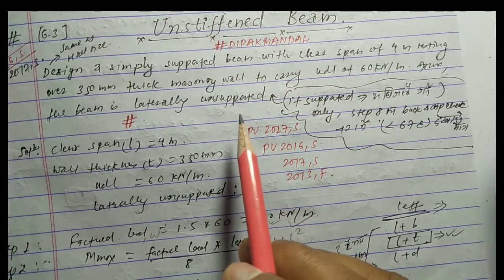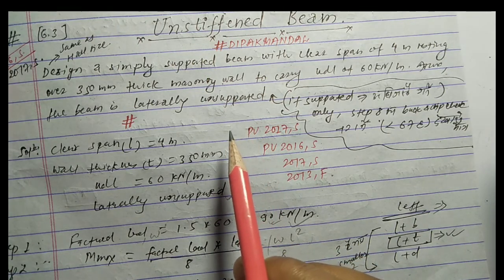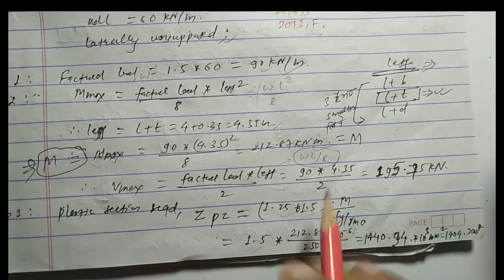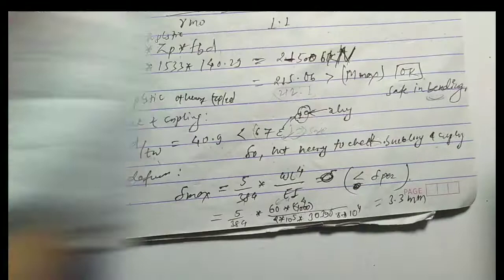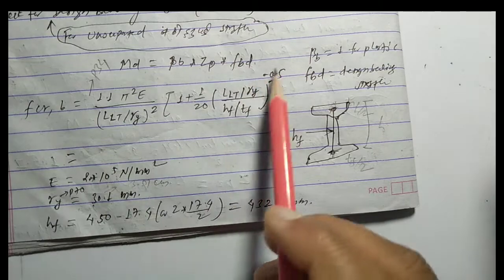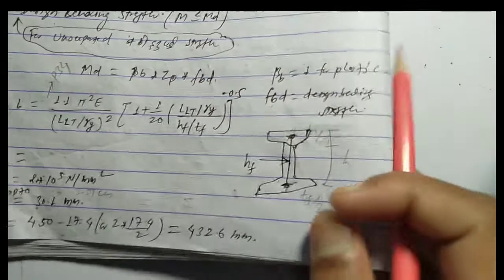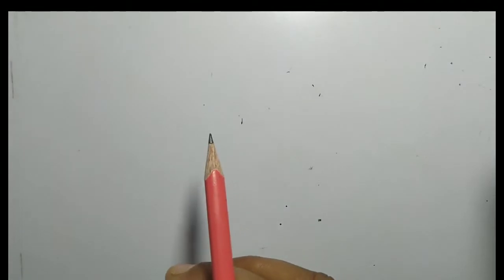In this way you can easily calculate the unsupported beam, just following the steps as in the laterally supported beam. We just have to change the value for calculating ZPZ required, which is multiplied by 1.25 to 1.5, and we have to use this formula and calculate all the parameters related to it. So these two steps are mainly changed from the laterally supported beam. Hope you will understand this numerical.